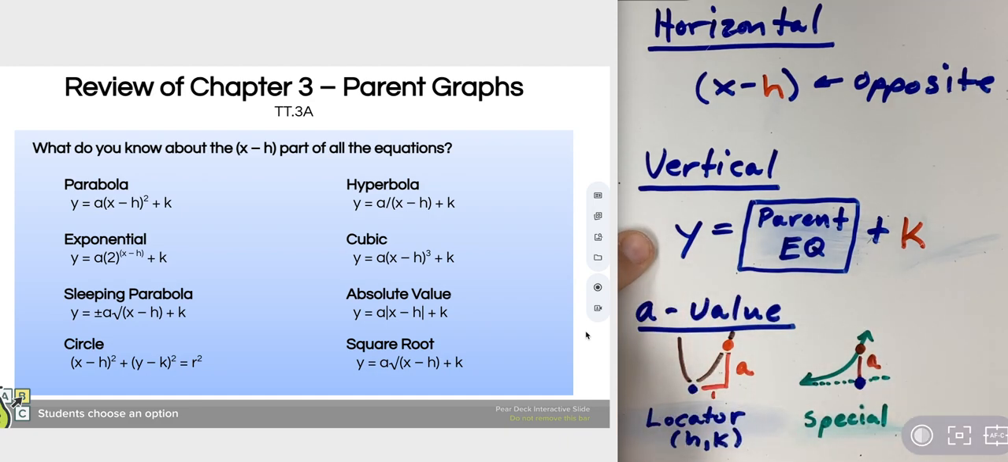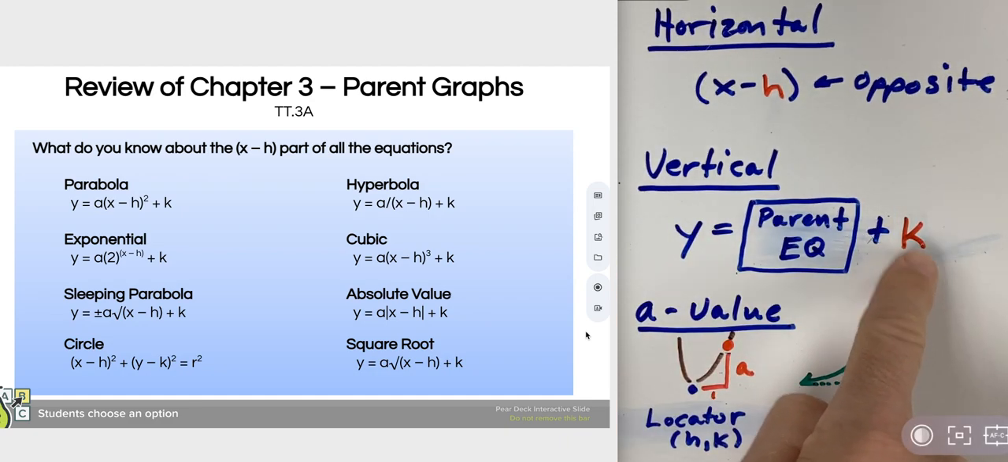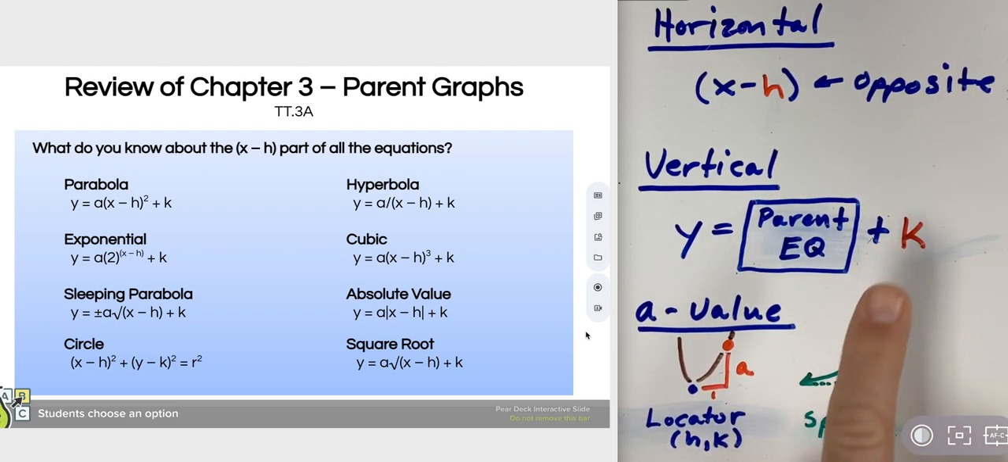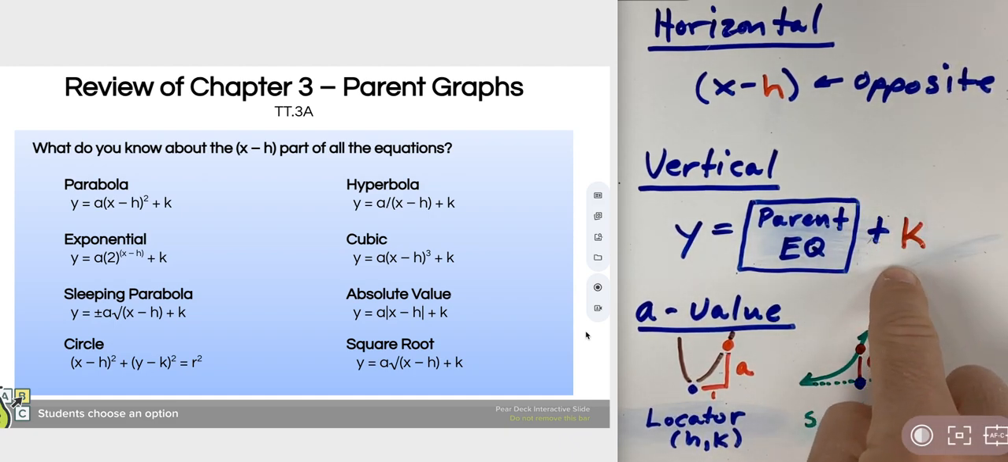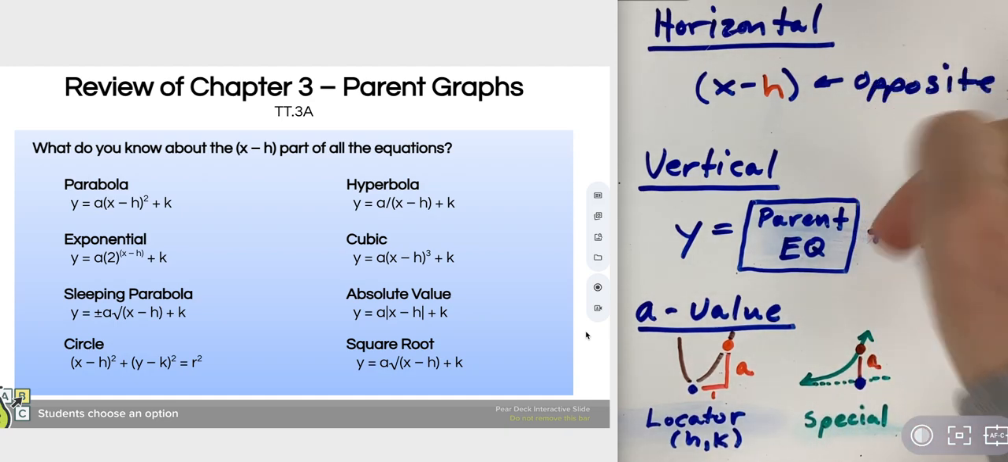There's also the vertical component of the k value. Whatever you have after your equation written here as a plus or minus value, that's actually what it's going to do. So if it says plus something, it moves the graph up. If it says minus something at the end, it'll move the graph down.